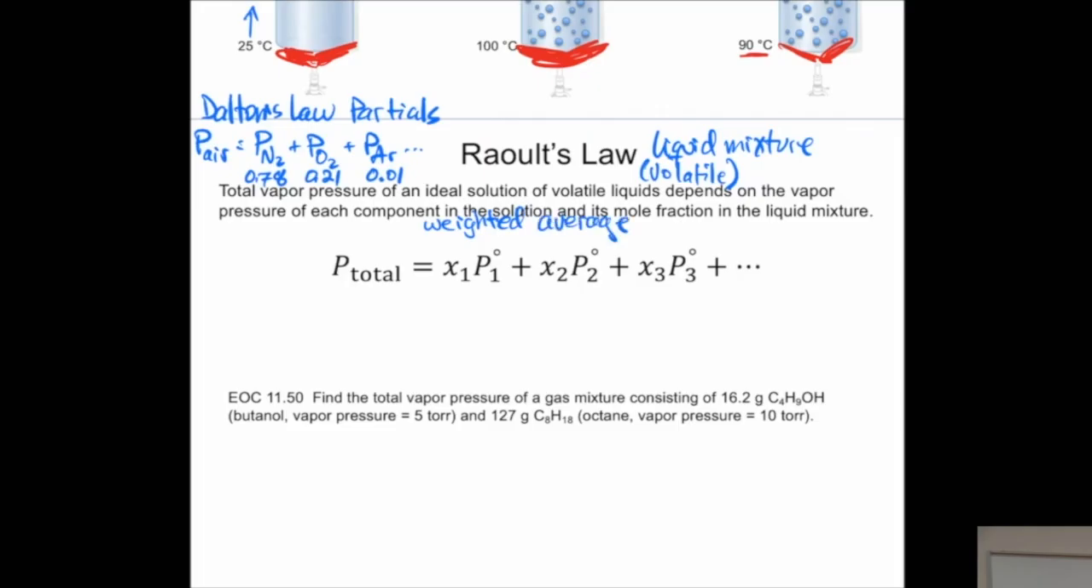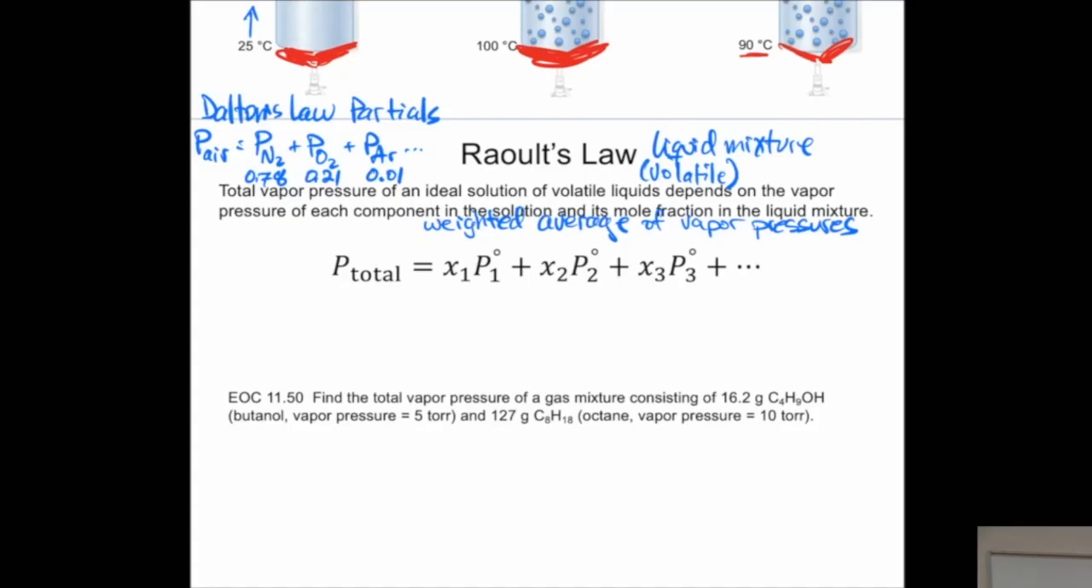In this case, we're taking a weighted average of the partial, well, that's not the partial. Because it's weighted, that is partial. It's a weighted average of the vapor pressures. So this is the equation. It looks scary, but it really isn't. All the P1, P2, P3, those are the partial pressures coming from the liquids that are in the mixture.